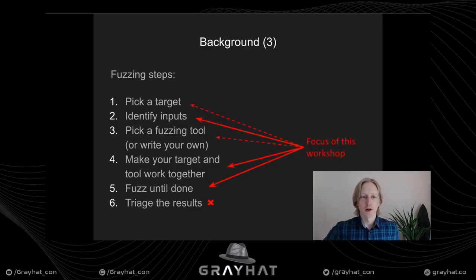So this is what we're going to be focusing on. A little bit of target selection. We're going to learn about what makes a good target for fuzzing and what doesn't. And then the core focus is on identifying what these inputs are we're going to fuzz, connecting them up to AFL, the fuzzer, and doing the fuzzing. The picking a tool bit, I'm going to suggest you use AFL. And again, we're going to come to that. And I've already mentioned the triaging, that we aren't going to be doing.